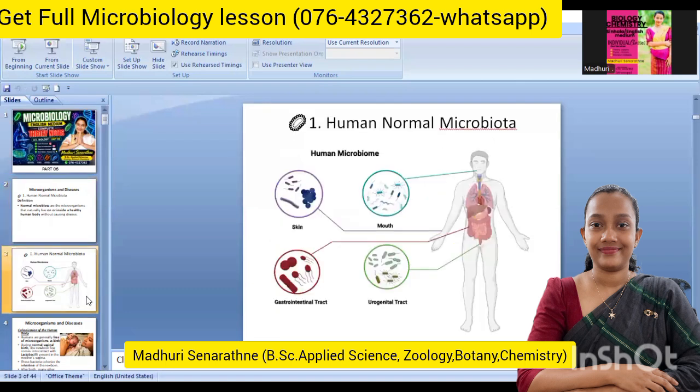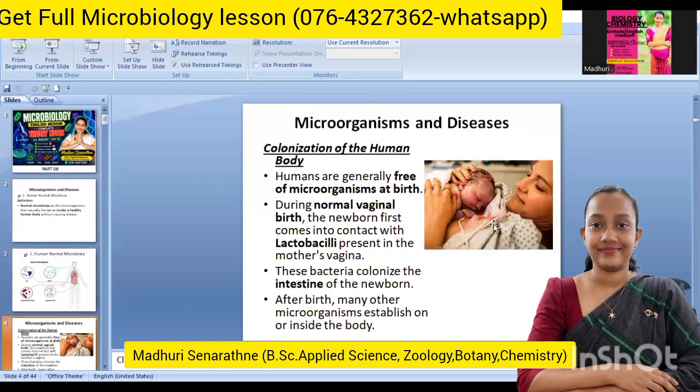Generally, humans are considered free of microorganisms at birth. However, during birth, the newborn first comes into contact with microorganisms associated with the mother. These commonly include lactobacilli. Lactobacilli begin to colonize the intestine of the newborn.